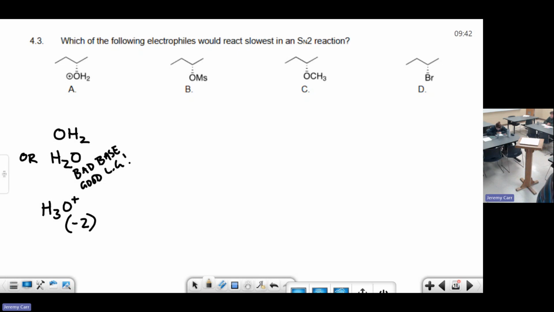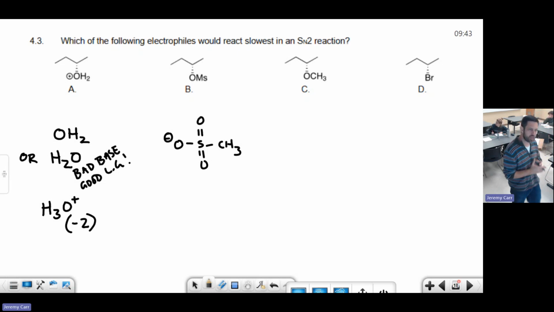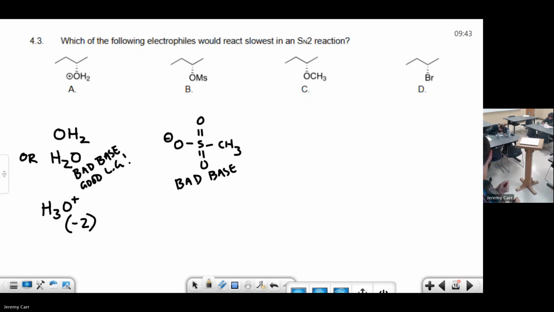All right, OMs. This is called a methylsulfonic ester. Okay, so what does this look like? When a methylsulfonic ester falls off, it has a shape that looks something like this, which is a lot like a sulfuric acid, very much like a sulfuric acid. And if you know anything about sulfuric acids, you know that they have pKa values below 0. The point here is that this is a bad base. So since it's a bad base, what does that tell us about its leaving group ability? Great leaving group.